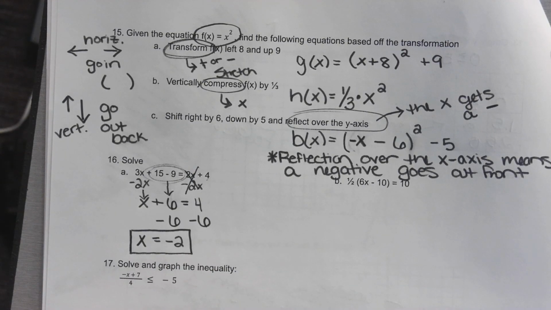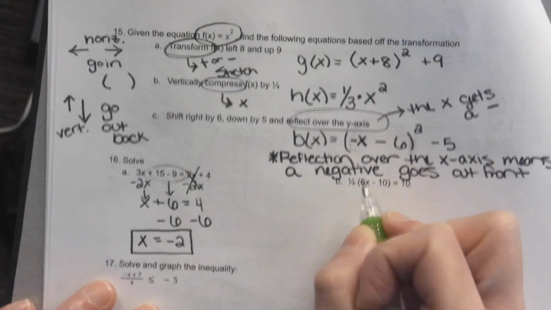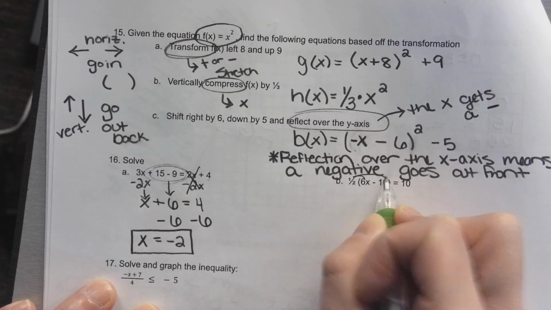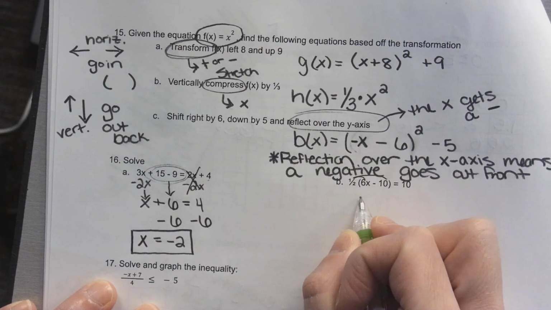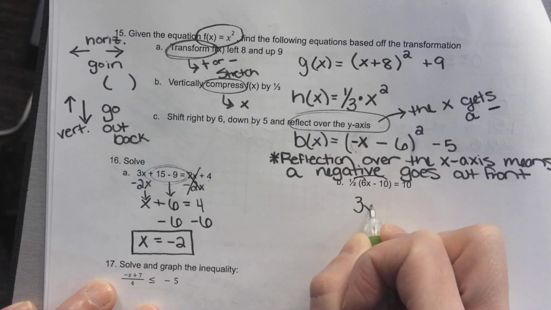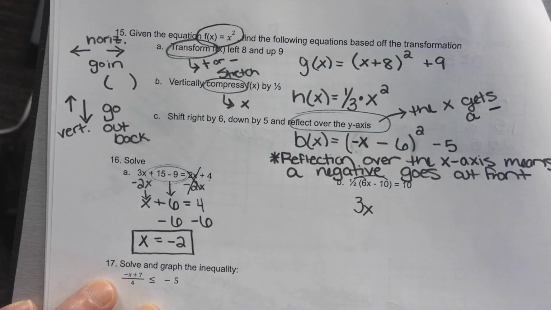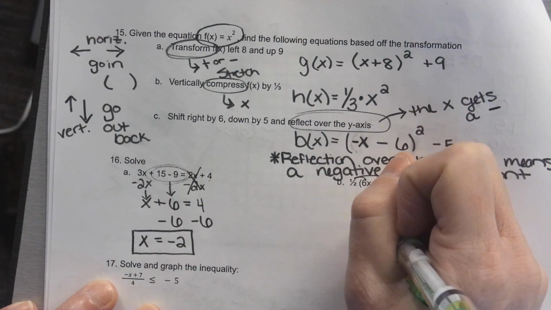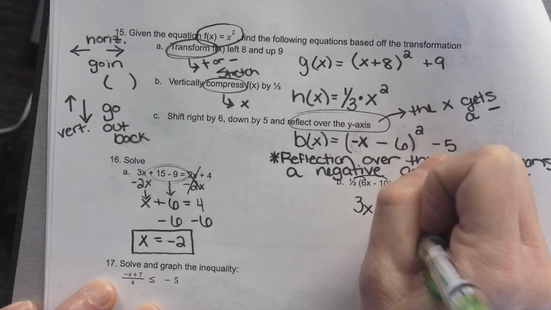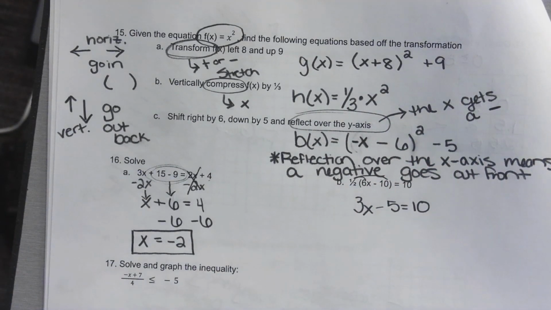Okay, part B. Do you see how I can distribute that 1/2? Let's do that. What is half of 6x? Well, what's half of 6? 3. So if I had 6 x's, now I only have 3. What's half of negative 10? Negative 5. Okay, so that got rid of a lot that was going on. Like it was kind of a troubling situation. There was a lot going on. Now it's a lot easier.